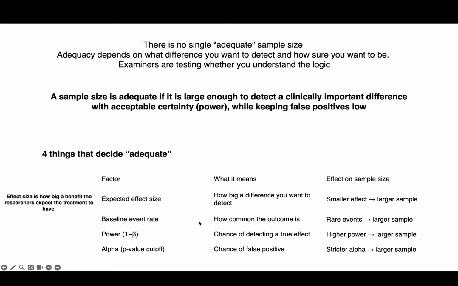Then the baseline event rate, that is how common the outcome is. So if you have a rare event, then you need a larger sample size. Then power, that is the chance of detecting a true effect. For a higher power, you need a larger sample size. And for alpha, that is the p-value cutoff, it is meant to assess the chance of false positives. If you have a stricter alpha, that is you keep the p-value cutoff at 0.05, then for that you need a larger sample size to detect a positive or a truly negative outcome without any false positives or false negatives.